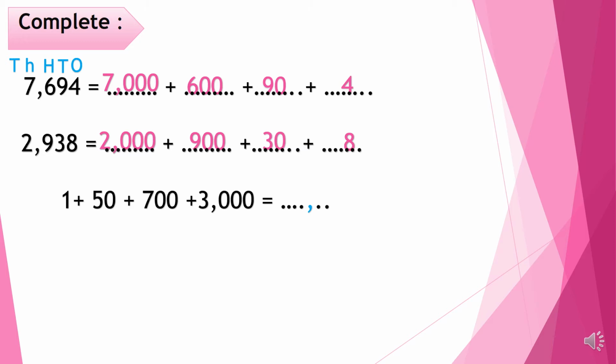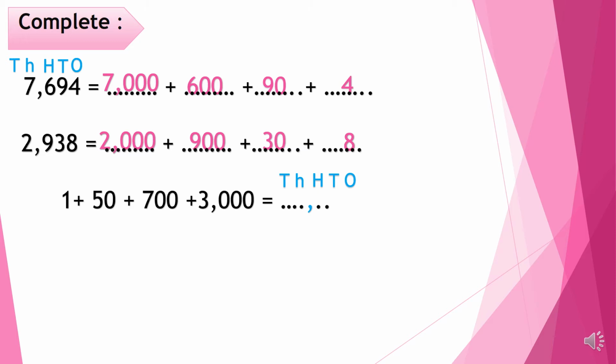Here I have the expanded form and I want you to find the standard form. The standard form, the number in digits, okay? First we must put the places, ones, tens, hundreds, and thousands. After ones, tens, hundreds, we should put a comma, don't forget. I have 1 plus 50 plus 700 plus 3000. Which number here goes in thousands? We know that in thousands we put 3 zeros. Which number here contains the 3 zeros?